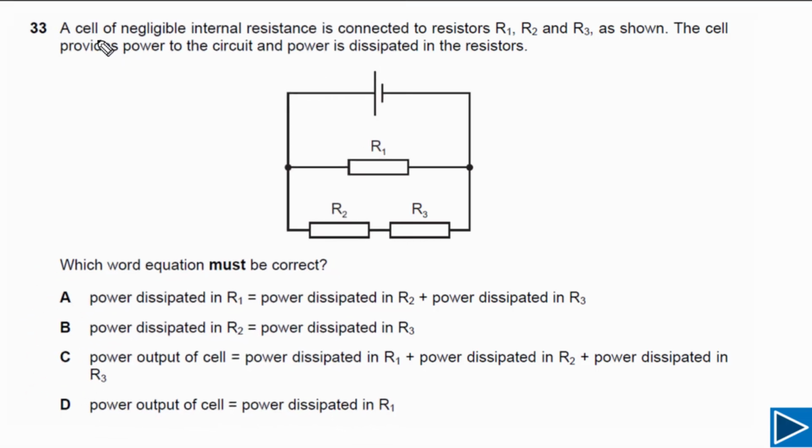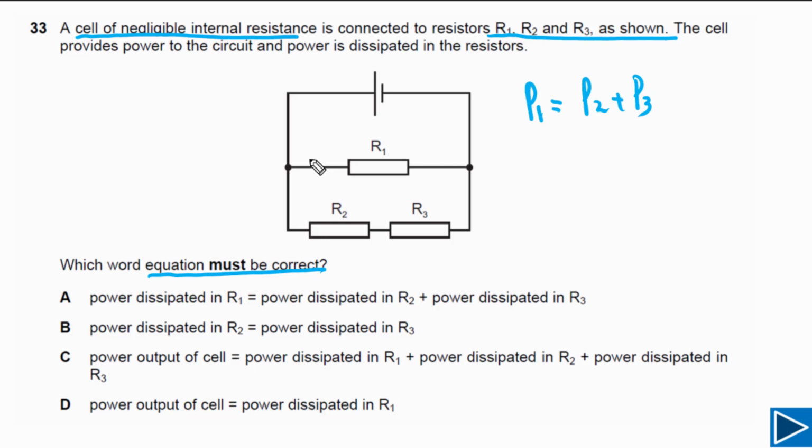For this question, it is given to us a cell of negligible internal resistance is connected to resistors R1, R2, and R3 as shown in this circuit. We need to find out which equation must be true. If you look at option A, it is given to us the power dissipated in R1 is equal to the power dissipated in R2 plus the power dissipated in R3. Simply we can write, the power dissipated in 1 is equal to the power dissipated in 2 plus the power dissipated in 3.